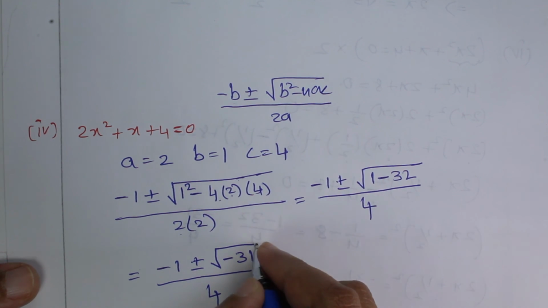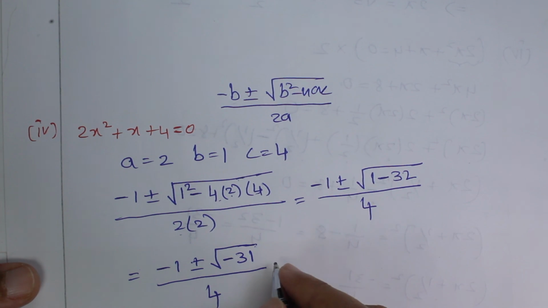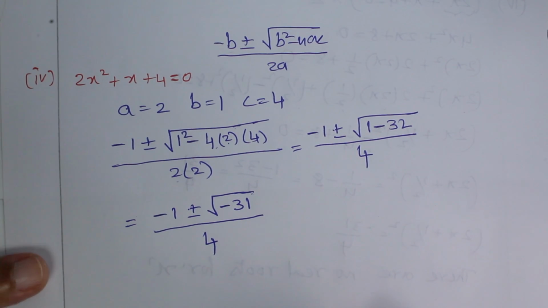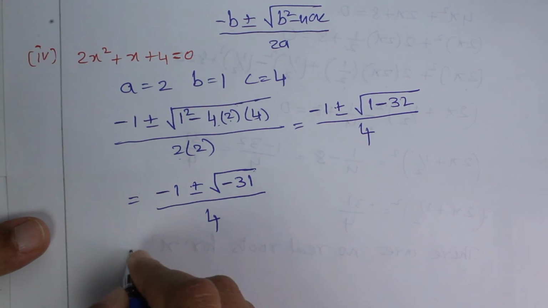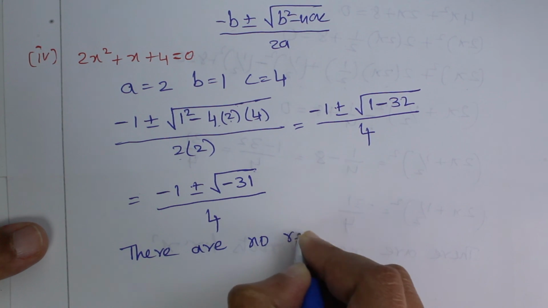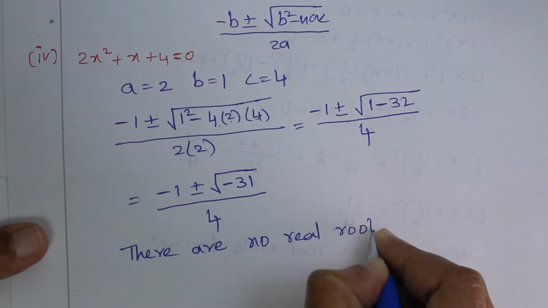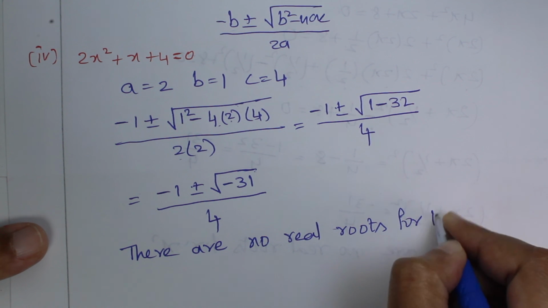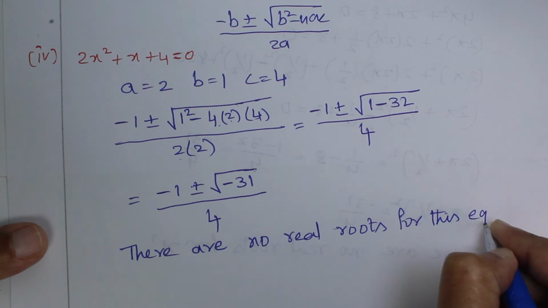Here we have to calculate the square root of negative number, which is not possible. So there are no real roots for this equation.